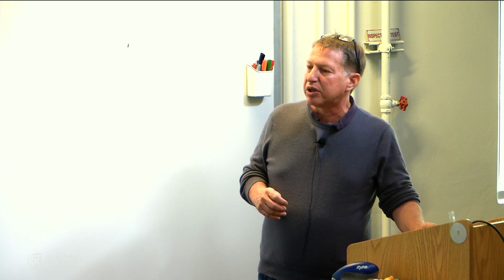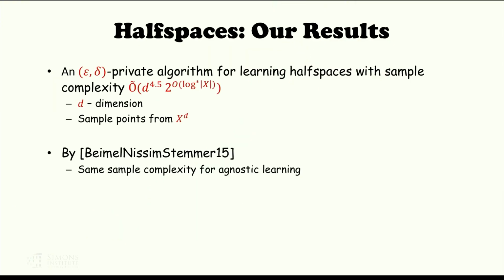Up to now, I spoke about the realizable case. By a result of Kobe, Uri, and myself from SODA 15, if we have a private algorithm for learning in the realizable case, we have a learning algorithm for the agnostic case with the same sample complexity. So when we don't care about the running time of the algorithm, agnostic and realizable private learning are equivalent. So our algorithm works also for the agnostic case with the same sample complexity.